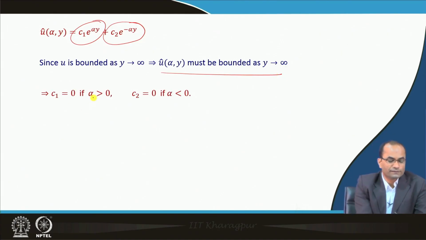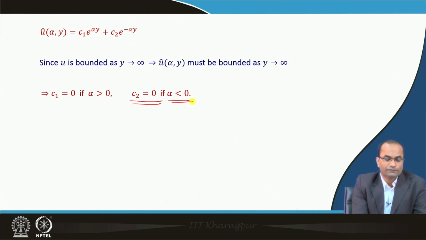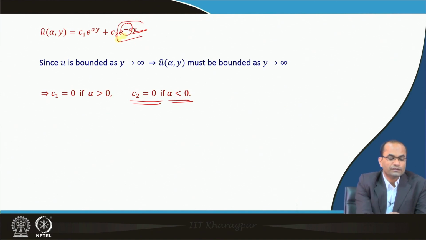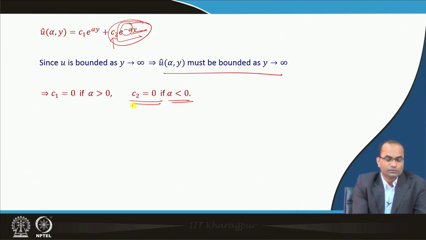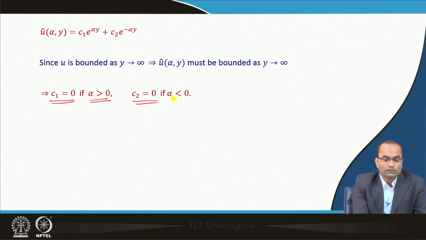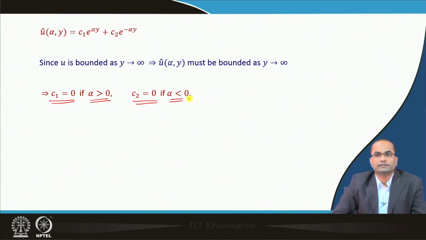So, we have the situation that if alpha is positive, then C 1 has to be 0, because this term should go to 0. And C 2 will be 0 if alpha is negative, because if alpha is negative, this term will be positive, and when y goes to infinity, this will be unbounded. To have this condition, C 2 has to be 0. So we have these two conditions: either C 1 will be 0 when alpha is positive, or C 2 will be 0 when alpha is less than 0.